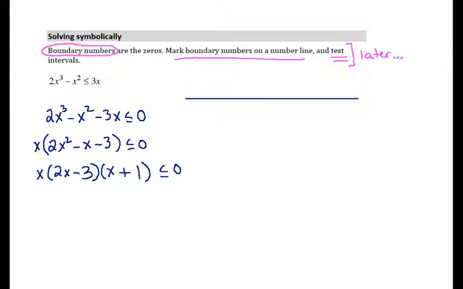I do a quick check on the middle term and see that 2x times 1 is my outer term. Negative 3 times x is my inner term. So that gets me the minus x that I want to have as my middle term. So this is a correct factorization.